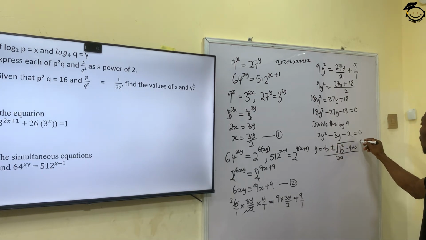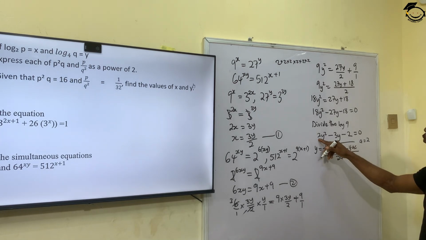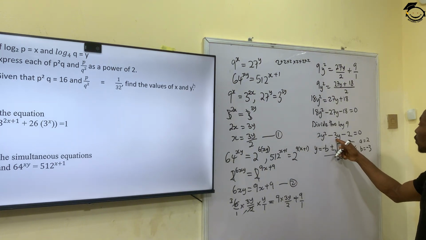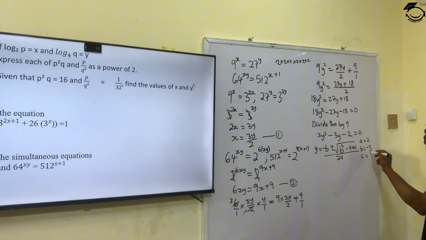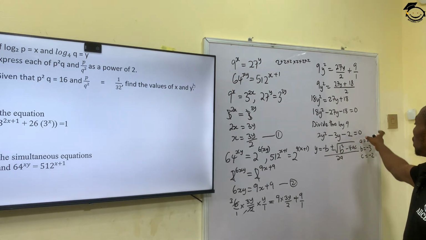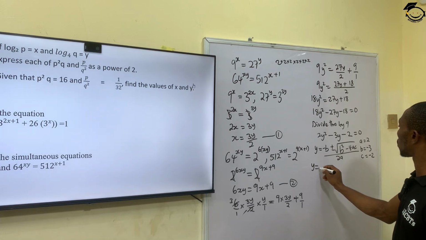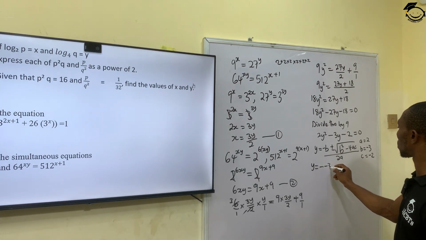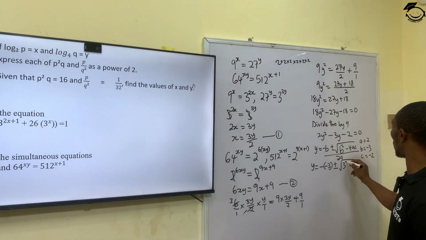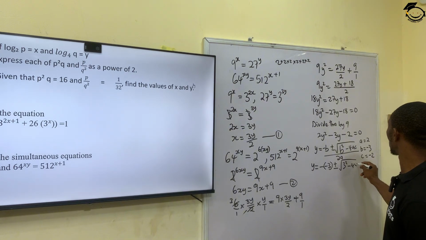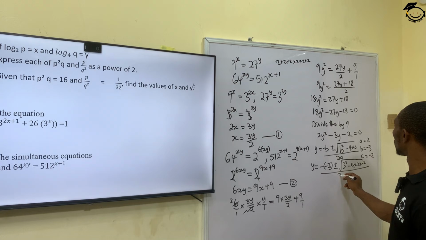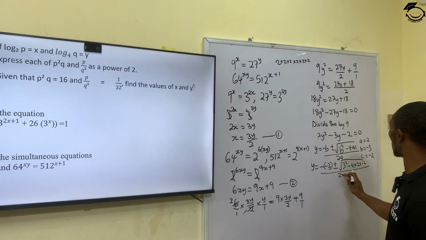Now, in this case, our a is 2, which is the coefficient of y squared. Our b is minus 3, which is the coefficient of y. And our c is minus 2, which is a constant. Now, applying this into our equation, y equals minus b, minus 3, plus or minus root 3 squared minus 4 times 2 times minus 2, all over 2 times 2.